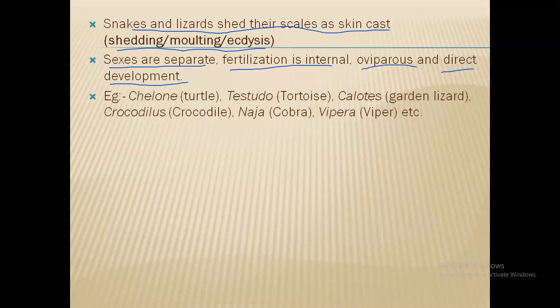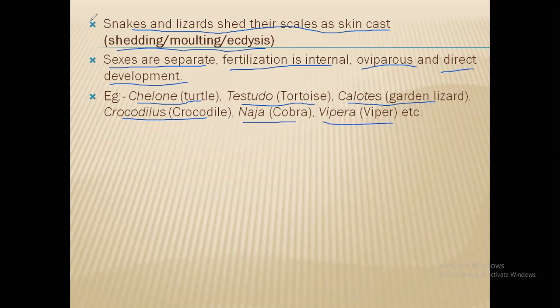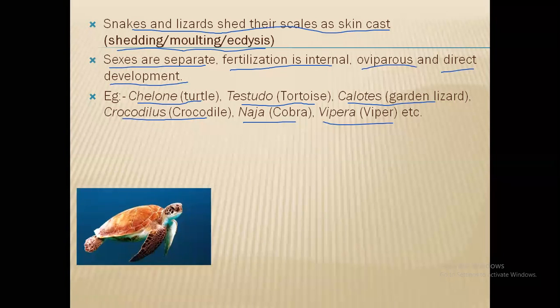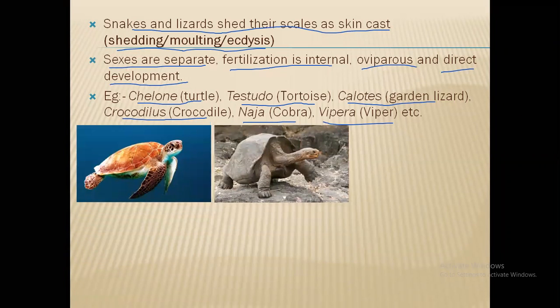Common examples: Chelone, that is the turtle; Testudo, tortoise; Calotes, garden lizard; Crocodilus, crocodile; Naja naja, cobra; Vipera, viper. ठीक है. Viper means these are snakes. Cobra and vipers are snakes. This is turtle. This is tortoise.